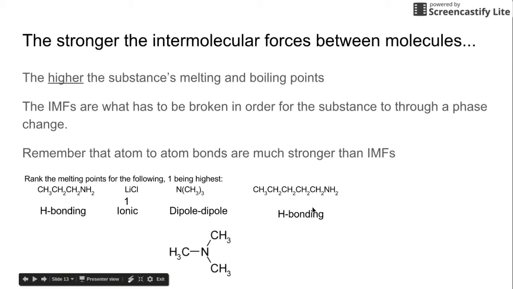So we have two things here for hydrogen bonding, and we have to decide which one basically has stronger hydrogen bonding. And with this one, we're going to go with the larger molecule. Since there are more electrons, it's more polarizable, and so our hydrogen bonds would be stronger for that one. So that is number 2, and then our other amine, which has hydrogen bonding, would be number 3. Leaving the dipole-dipole interaction to have the lowest melting point at number 4.